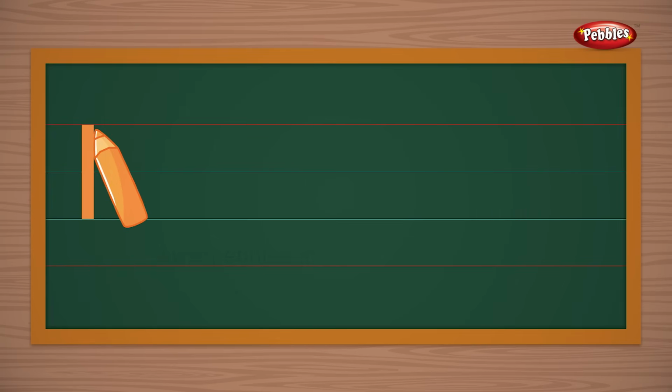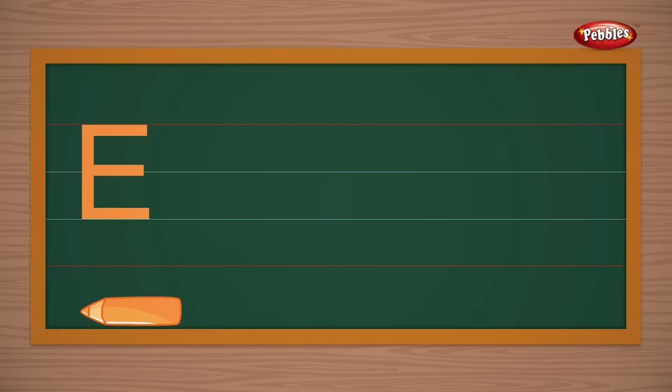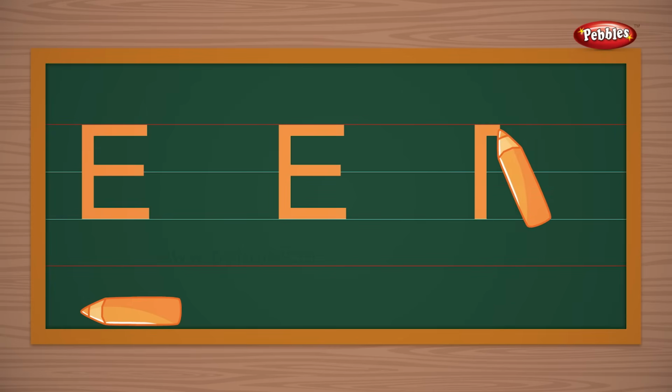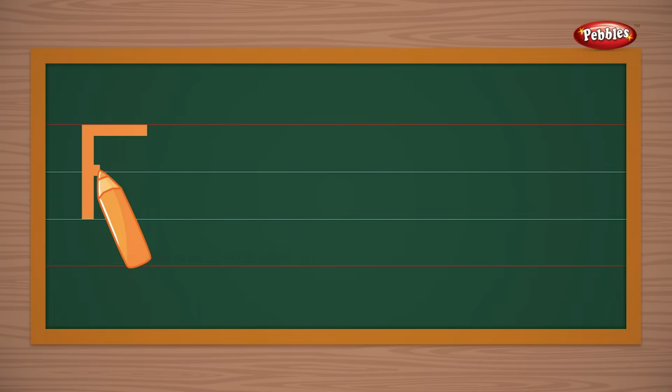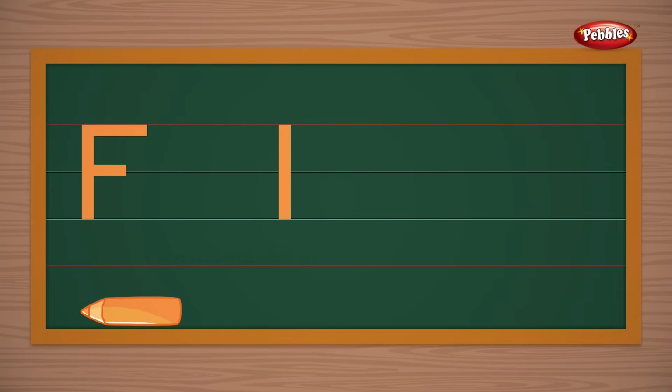Now let's learn how to write E. One standing line, one sleeping line, another sleeping line, another sleeping line. Now we will write F. One standing line, one big sleeping line, one small sleeping line makes F.